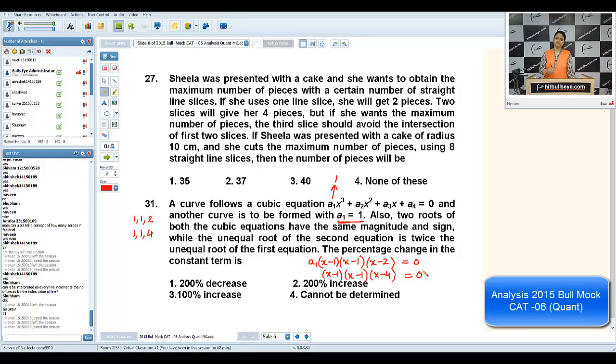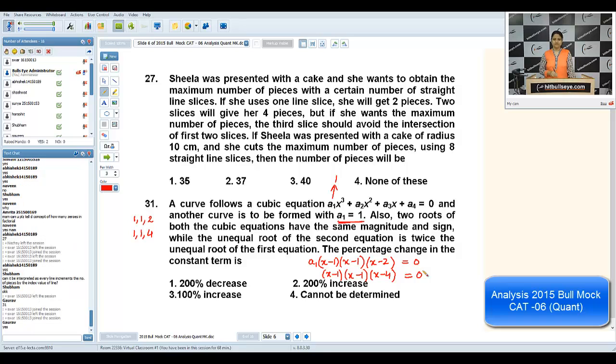Because that was the crux of the whole story. That was the problematic part. Okay. Now, what is the question? Percentage change in the constant term. What is the constant term of first? That will be minus 2a1. You can multiply those. What will be the constant term of second? That is minus 4. We cannot calculate any percentage change because a1's value is indeterminate. That's why what should be the answer? It should be cannot be determined, not first or second option, because a1 is not known.